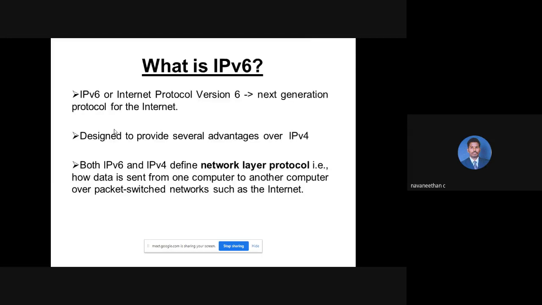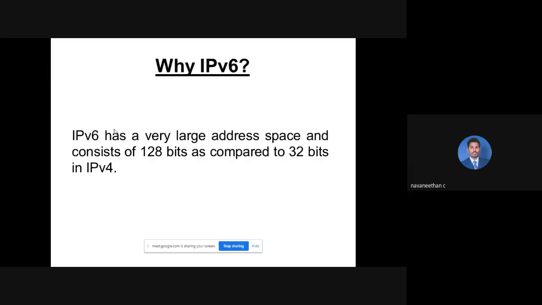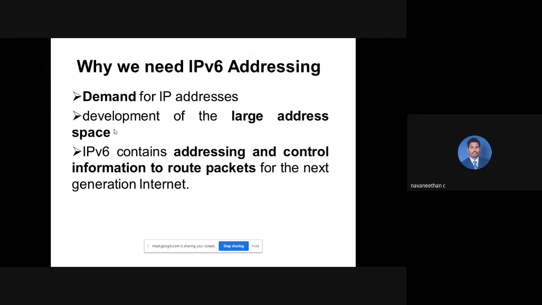Basically, we know what IPv6 is. It's Internet Protocol version 6, and we are using V4 and V6 with respect to the network layer. Address size is 128 bits. Just see the total size and why there is a demand. Why do we need this IPv6 addressing? The basic thing is demand for IP addresses, and there is a development of large addresses. IPv6 contains addressing as well as control information to route the packets.